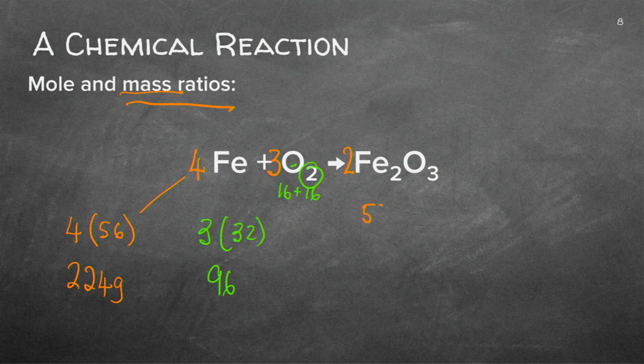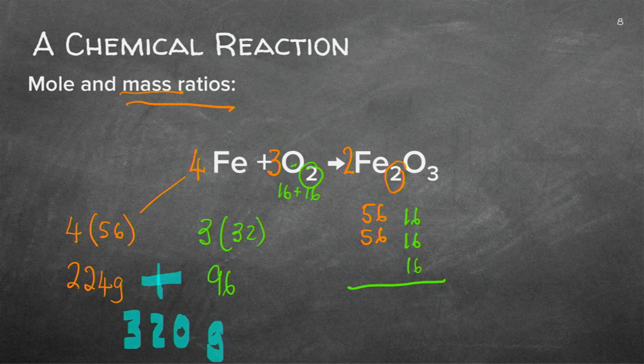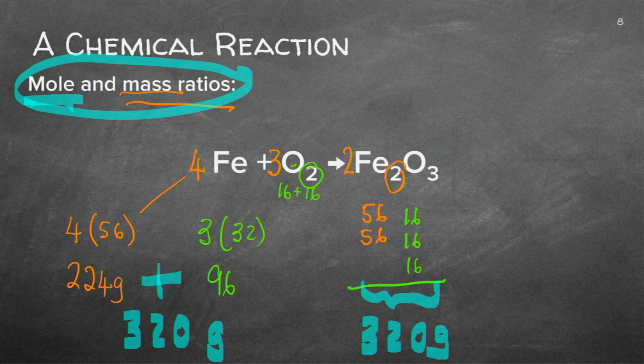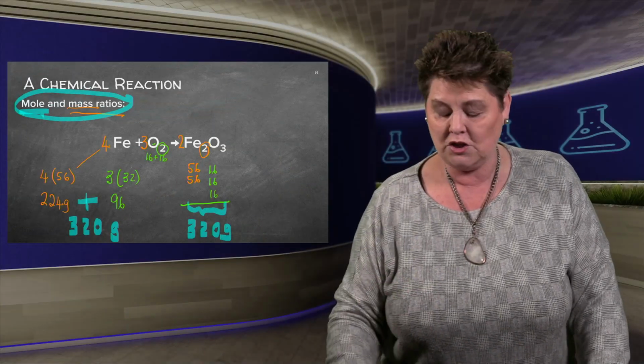And I'm now going to add this side together. I've got a 56 plus a 56 there. Can you see it's 2? And I've got a 16, a 16, and a 16. That will give me the mass that's going out. And if I add these two together, I get a mass of 320 grams. And if I add all of this together, I get 320 grams. So what we say here is that the mass ratio and the mole ratio are related to each other. So know that there's a law of conservation of mass.